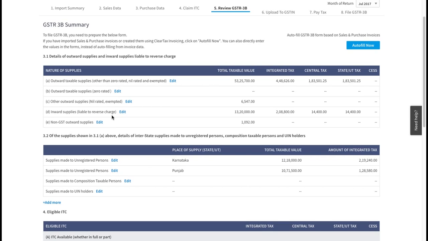Deemed exports. These are those transactions in which the goods supplied do not leave the country, and payment for such supplies is received either in Indian rupees or in foreign currency. For example, supply of goods by a DTA to an EOU within India is deemed as an export of goods or services. Export under bond or LUT, that is, supply of goods or services or both under bond or letter of undertaking without payment of IGST, is also considered as export.